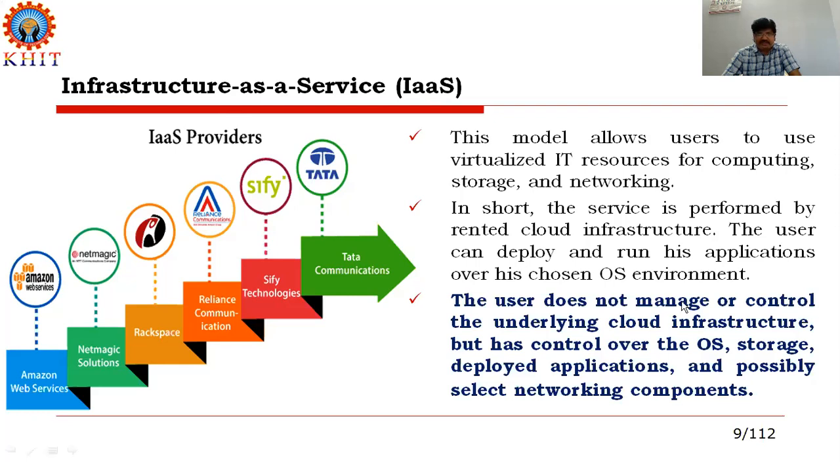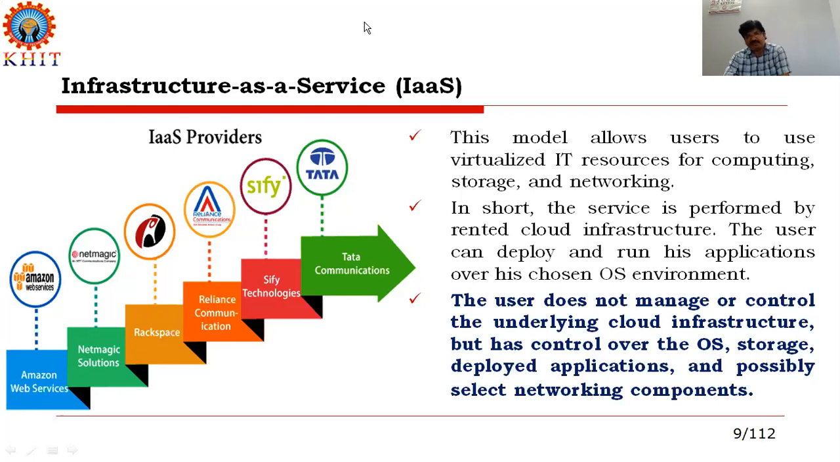Infrastructure as a Service is provided by some well-known cloud service providers. The IaaS service providers are, namely, Tata Technologies. They are providing telecom services to the end users, and also CPE network services. Reliance is also one of the infrastructure service providers. They can provide telephone networks also. Rackspace is another IaaS provider. Netmagic, and one of the very important ones, Amazon Web Services, can provide infrastructure as a service.